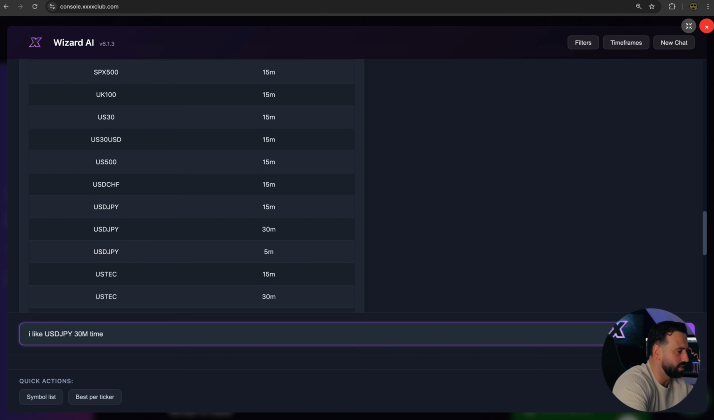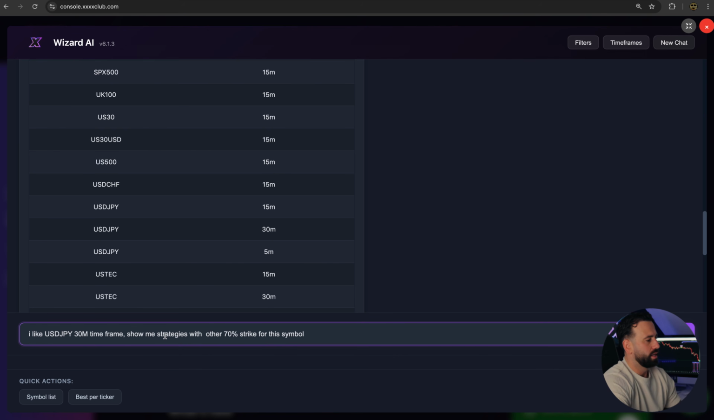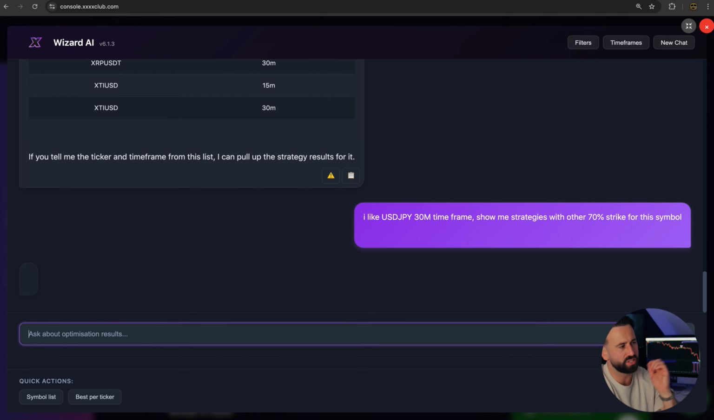Let's say show me strategies with over 70% strike rate for this symbol. Now, what's going to happen here? This is my prompt to my AI agent. So this AI agent is my trading partner. It's going to help me create full automated trading strategy with minimal time. Like I say, same day, set up in trading.